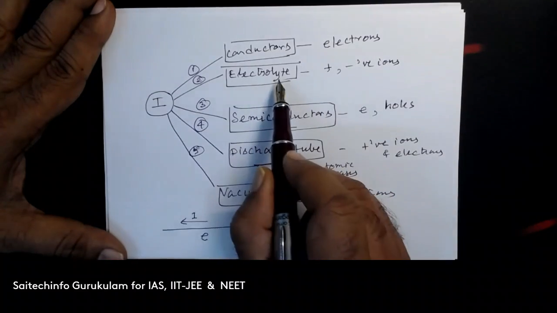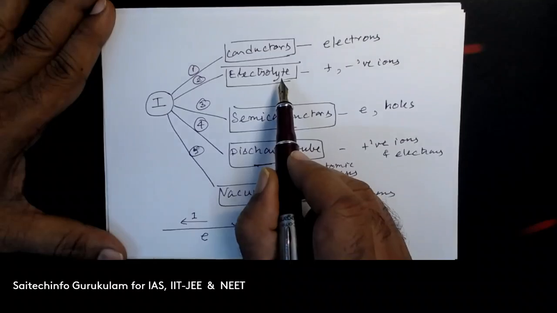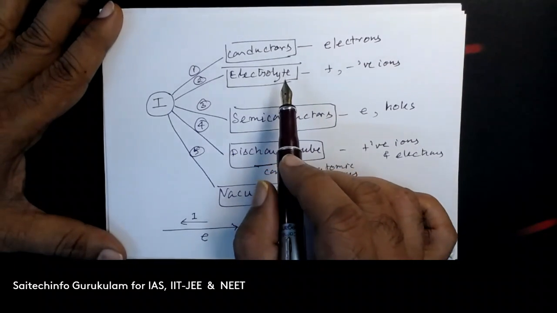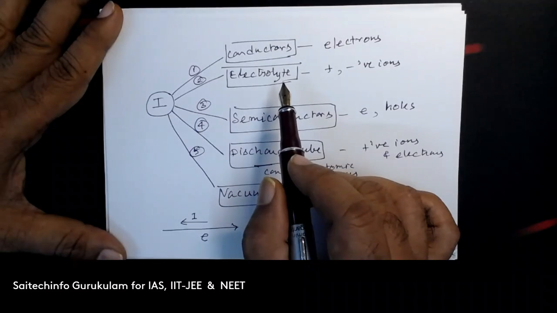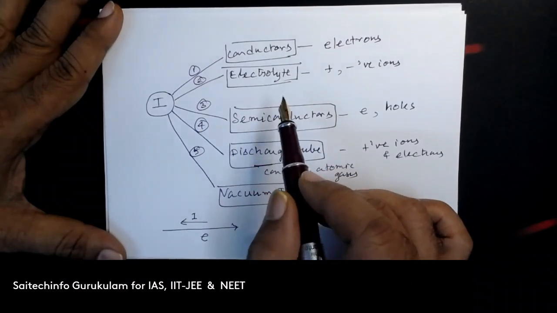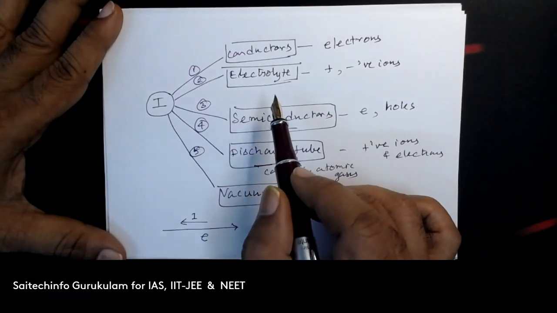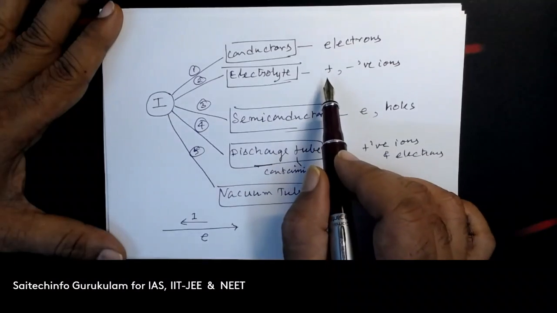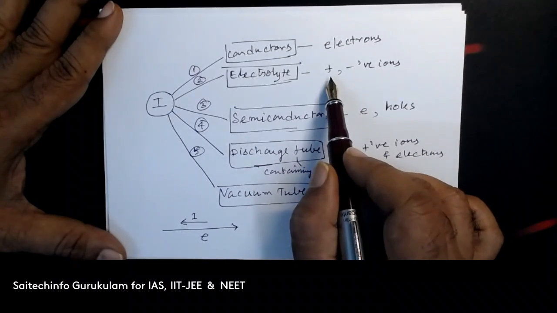Then, in the case of electrolyte, what is electrolyte? Electrolyte is the ionic conductor. It can be an acid or base or salt that can conduct electricity either in molten form or in solution form. So here you have got positive ions and negative ions.